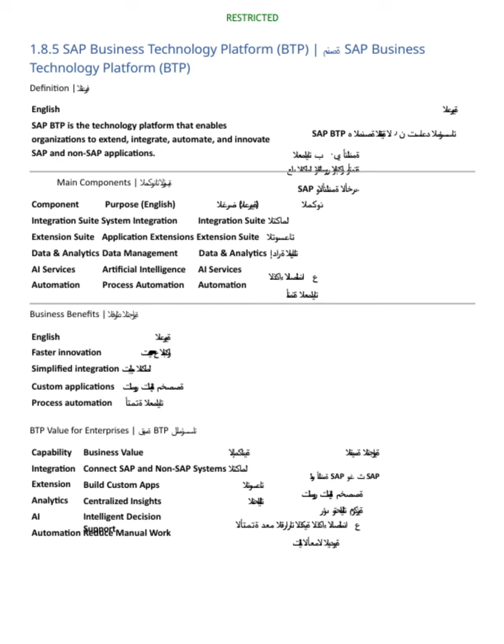Let's talk about SAP Business Technology Platform, or BTP. It's a powerful tool that helps businesses reduce manual work through automation. With BTP, we can build custom applications, gain centralized insights, and support smarter decision-making. It connects SAP and non-SAP systems seamlessly, simplifying integration and extending capabilities. This platform drives faster innovation by combining AI, analytics, and process automation, all working together to unlock real business value. In short, BTP empowers enterprises to work smarter, not harder.